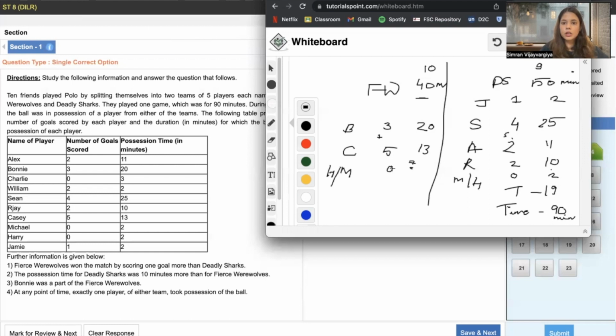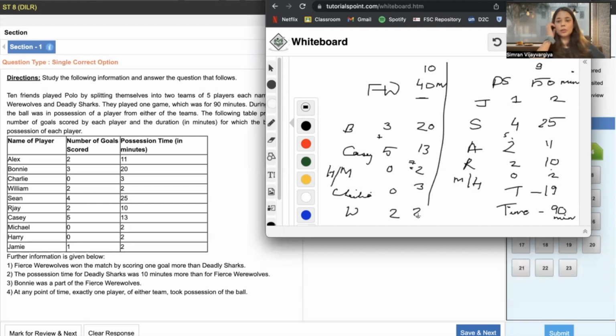In 2 minutes, I think this team is completed. So we have Charlie, who's Casey. Okay. We have Charlie who's left. So they obviously come here. They have scored 0 goals in 3 minutes. Okay. Then we have 5, 6, 7, 8, 9, 10. We need 2 more goals. Okay, we have William, who scored 2 goals in 2 minutes.